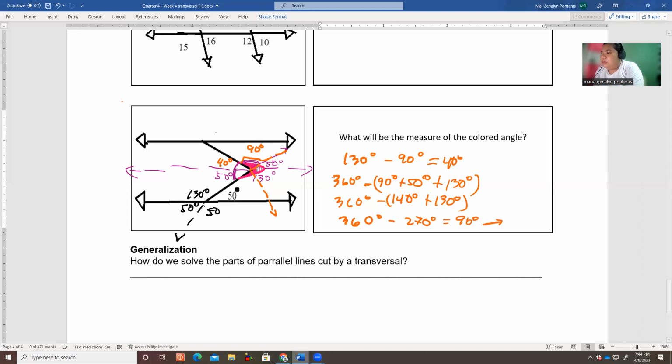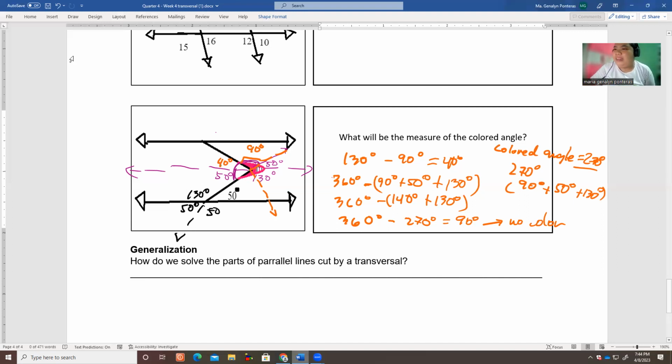Yung no color is 90 degrees. And yung colored angle is 270 degrees. So the breakdown is 90 plus 50 plus 130. So that would be 270. So the colored angle is 270. Yeah.